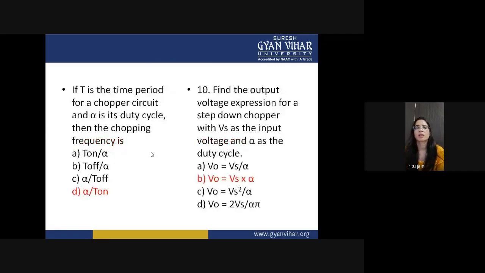Next is, if T is the time period for a chopper circuit and alpha is its duty cycle, then the chopping frequency is alpha upon T on. Now the last question: find the output voltage expression for a step down chopper with Vs as the input voltage and alpha as the duty cycle. So the answer is that the output voltage depends upon your duty cycle in your step down chopper. The equation for step down chopper will be V naught is equal to Vs into alpha.